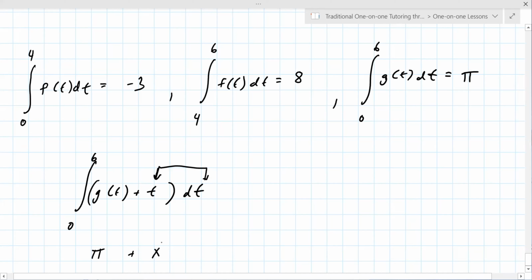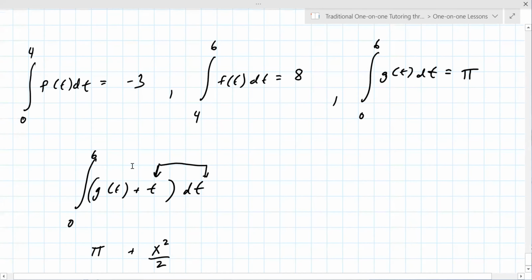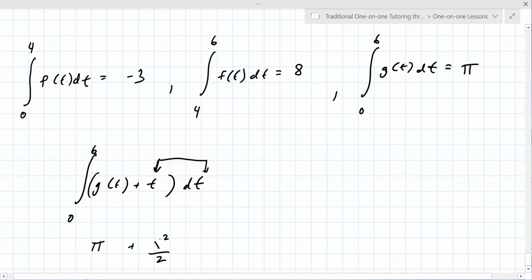What do you mean, if it was x? You would write x squared over 2. Oh, for the t answer, t squared over 2. Yeah. I see. At 6, 0. So then that's 6 squared, which is 36 over 2, which is 18. So pi plus 18, yes.